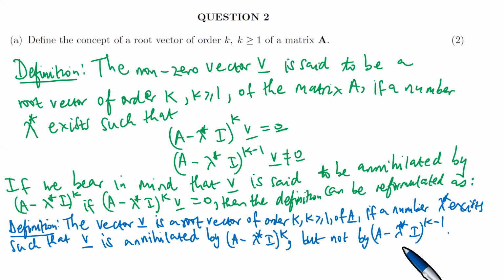So in view of those two definitions, we have defined the concept of a root vector for 2 marks. Therefore we are pretty much done with the definition, and I want us to proceed to look at the next question.